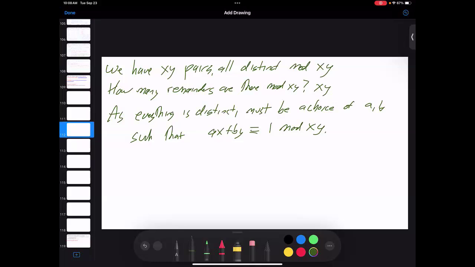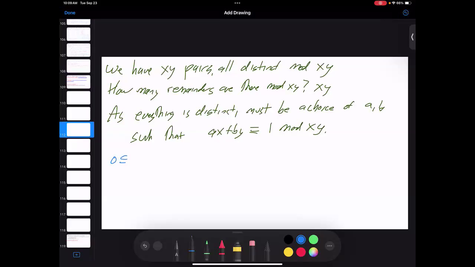If A is greater than Y, I could subtract multiples of Y, it would still be congruent to 1 mod XY. If B is greater than X, I could subtract multiples of X. But this proves I can find A and B such that AX plus BY equals 1. So at first you might be happy, but the problem is, how many A's do we have to look at?